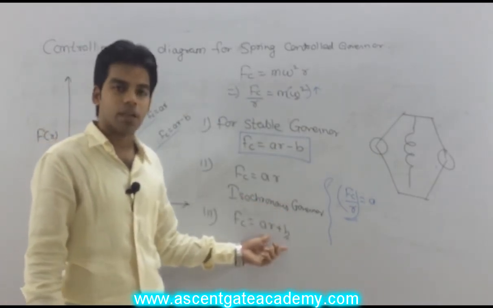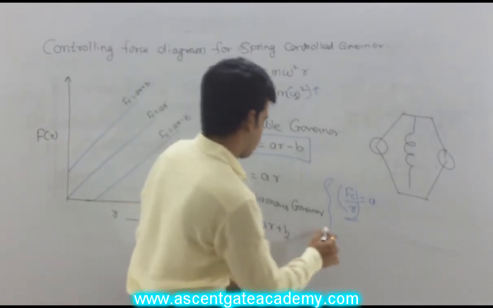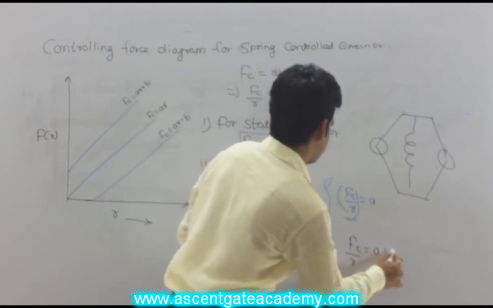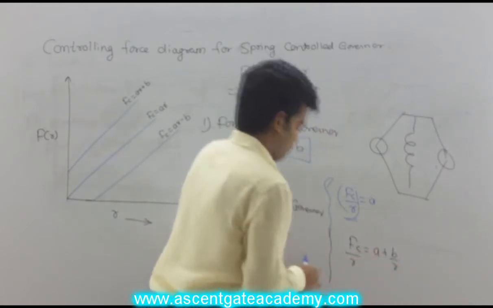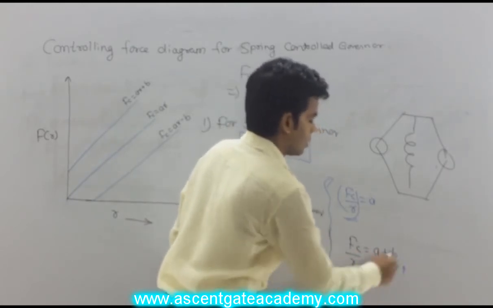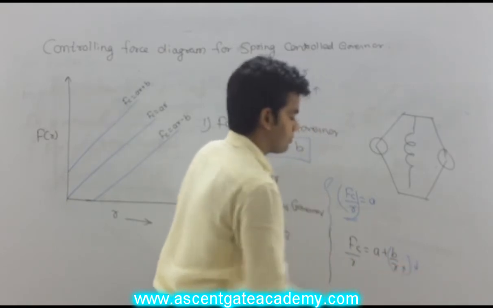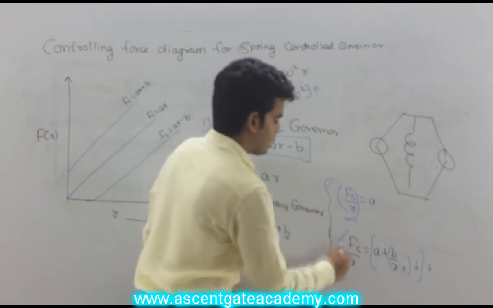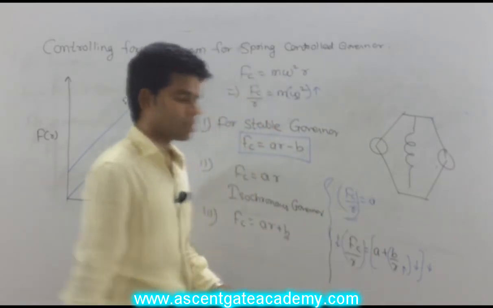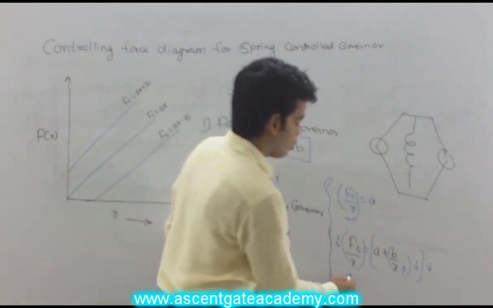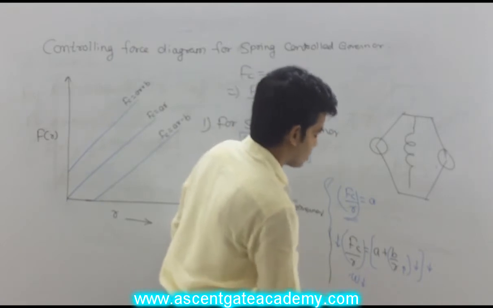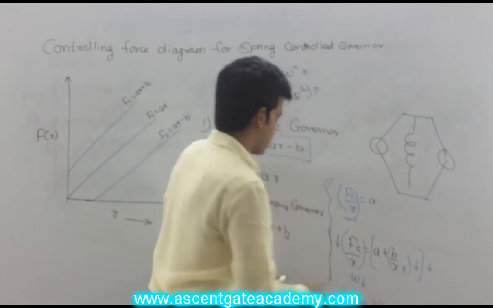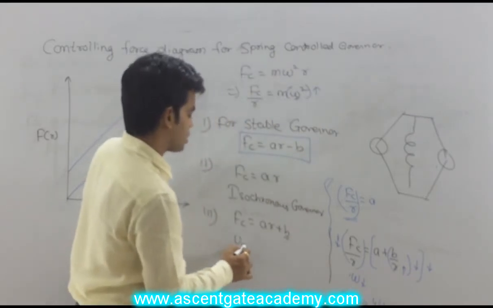And what if the value of B is positive? See here, Fc by R is equal to A plus B by R. Now, if R is increasing, B by R is decreasing, A plus B by R is decreasing, that means Fc by R is decreasing. Or you can say omega is decreasing. That means if R is increasing, omega is decreasing, and this is the condition of an unstable governor.